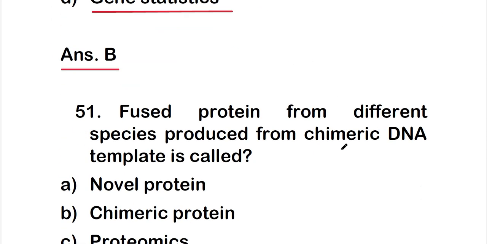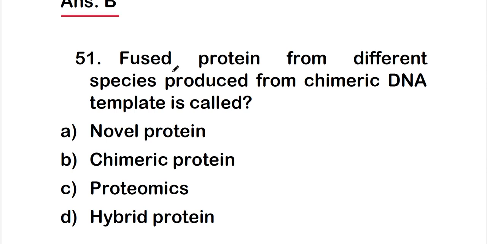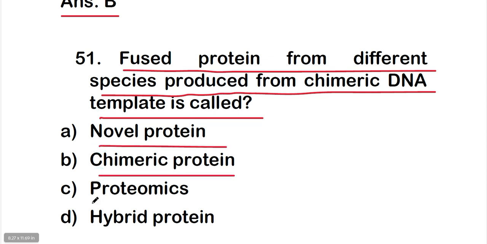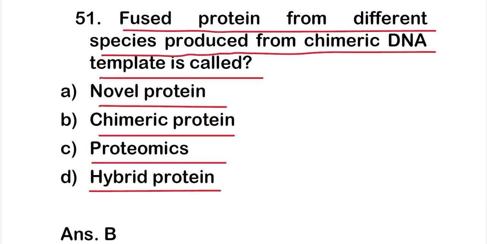Okay, so next question. Question number 51. A fused protein from different species produced from chimeric DNA template is called: option A, novel protein; option B, chimeric protein; option C, proteomics; option D, hybrid protein. The right one is option B, that is chimeric protein. So a fused protein from different species produced from chimeric DNA template is called chimeric protein.